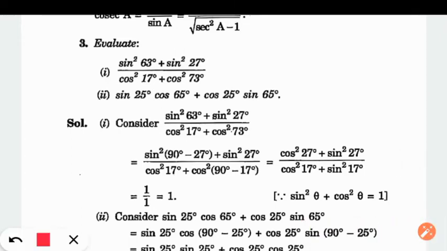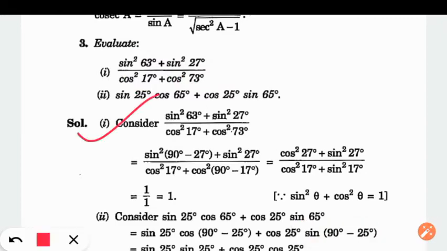Question number 3. We need to evaluate these two, and you can see there are no standard angles. So what will we apply? We will apply complementary angles formulae. See, are they complementary or not? 27 and 63? Yes, they are complementary. 17 and 73, they are complementary.